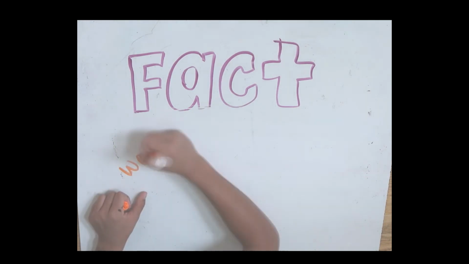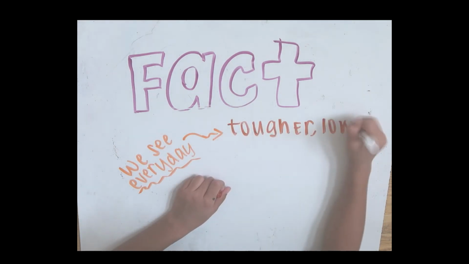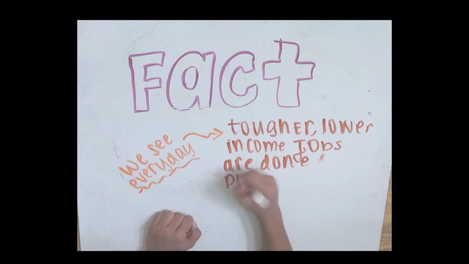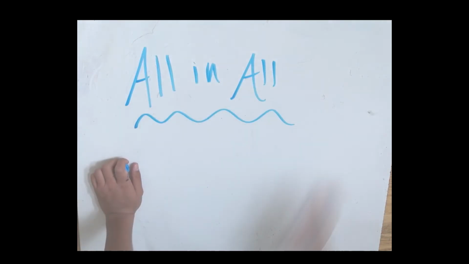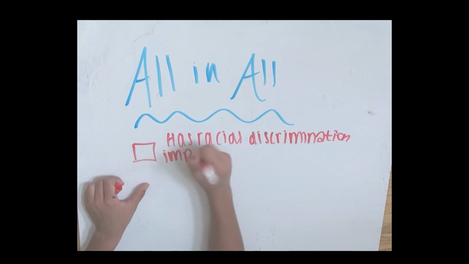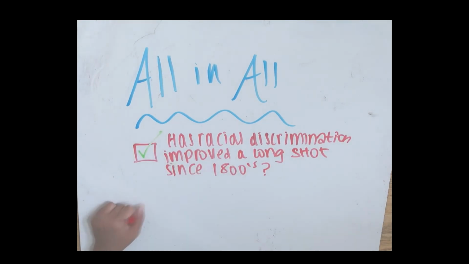Additionally, it is a fact that people that are of black or Hispanic descent have a higher unemployment rate than whites, and that people who do the lower paying jobs and more tough jobs, such as construction and lawn mowing, are those of Hispanic and black descent. But all in all, racial discrimination has improved by a long shot since the beginning of slavery.